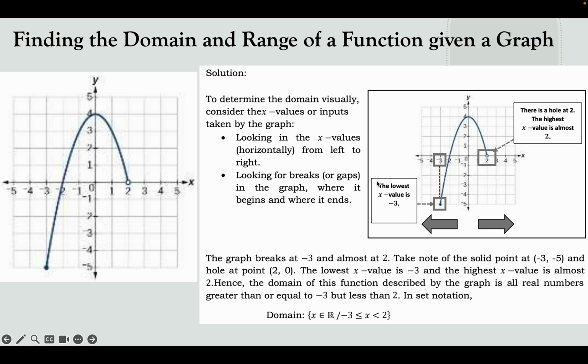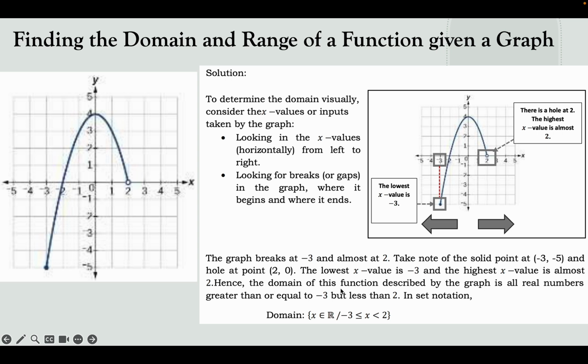So looking at the breaks of the graph, you look at here, asa man ito nung sa x-axis siya class, sa negative 3. So that means the lowest value of your x value is negative 3. And then, into the right ta, in your x-axis also, there is a hole at 2. The highest value of x is almost 2. So that means 2 is not included class. So take note that the solid points here are negative 3 and negative 5. And the hole is at point 2 and 0. So that means the lowest value of x is negative 3 and the highest value is almost 2.